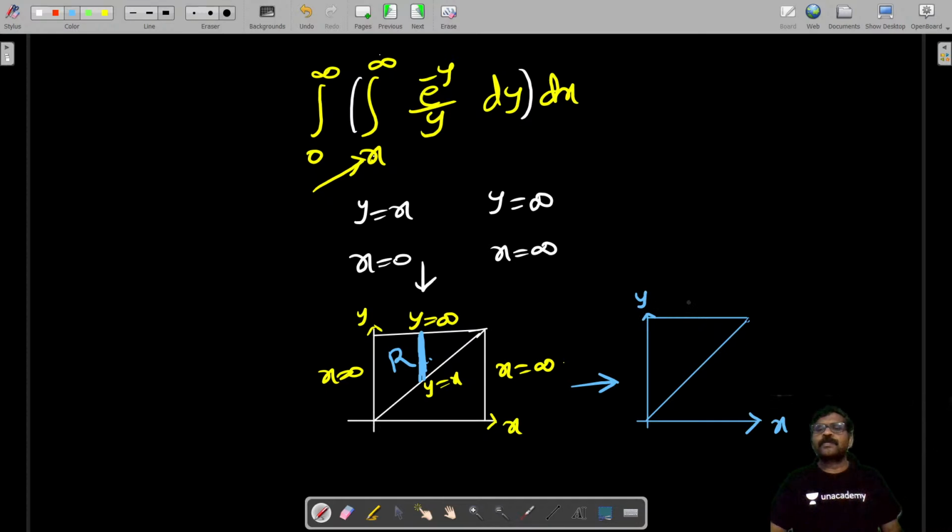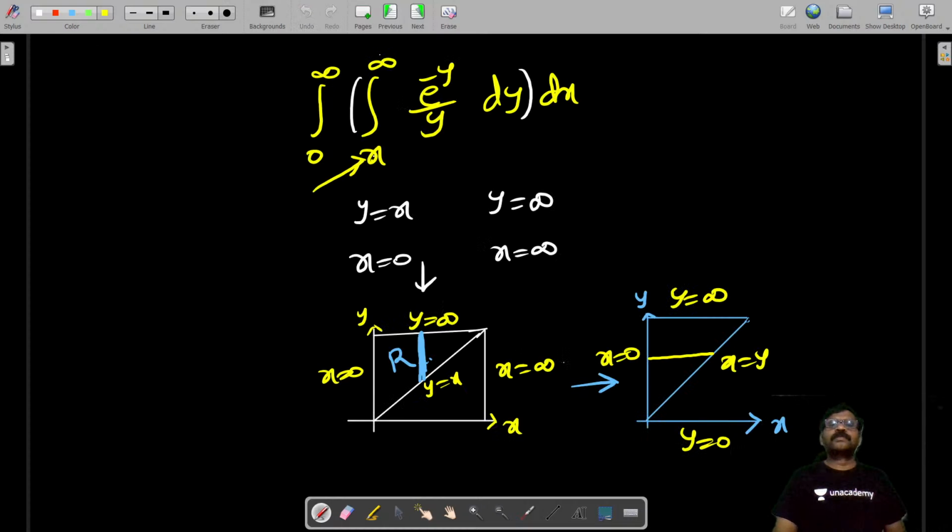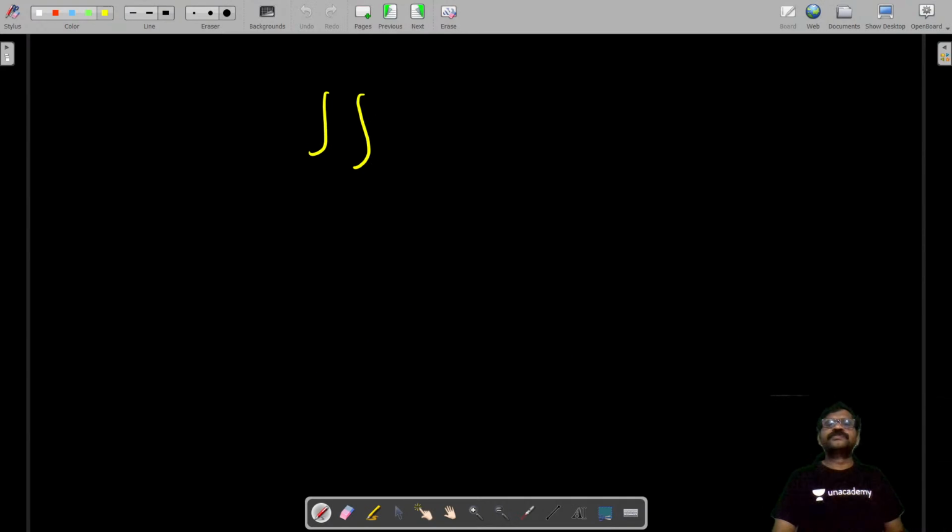Fix horizontal strip. x equal to 0, x equal to y; y equal to 0, y equal to infinite.